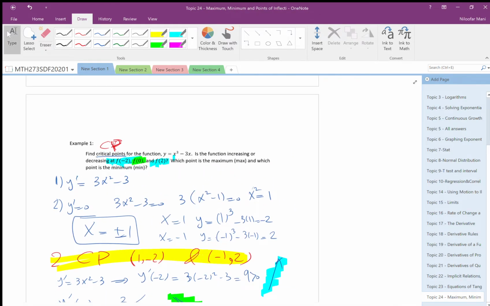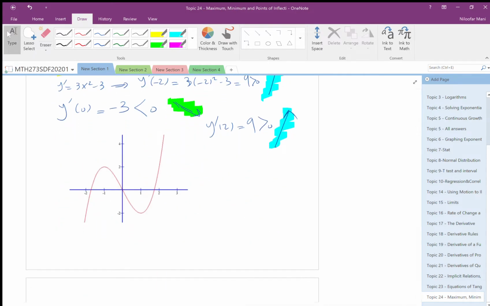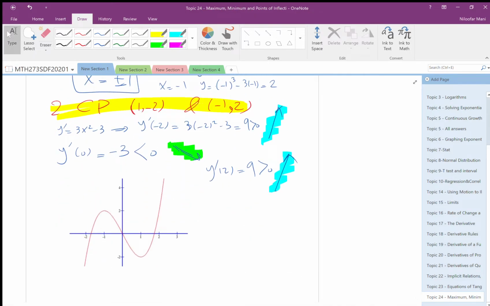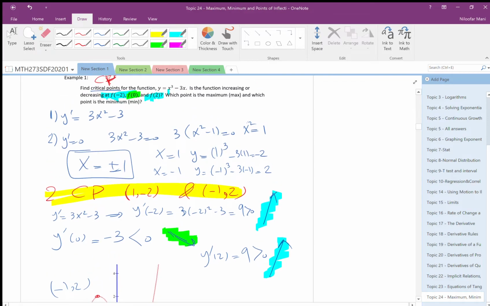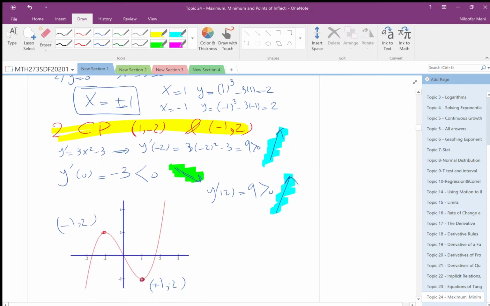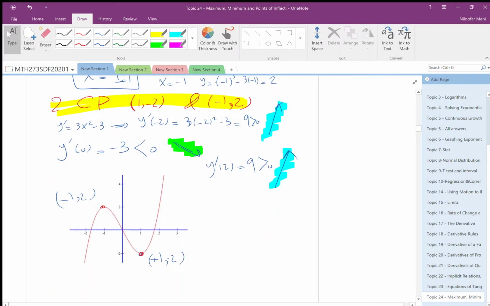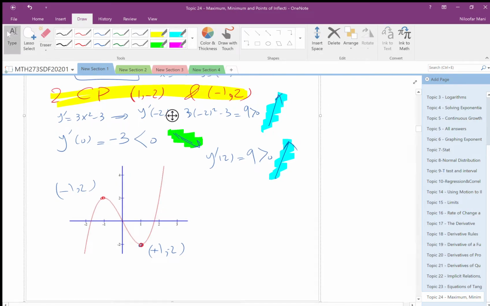I found two critical points. One of them is 1 and minus 2. This is 1 and minus 2. This one is minus 1 and 2. I can see this is maximum. I can see this is minimum. I can see at 0 it is decreasing. Look at this, at 0 it is decreasing. It's going down.